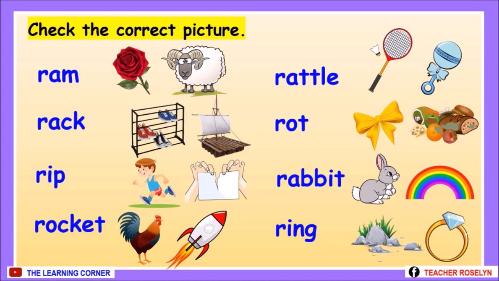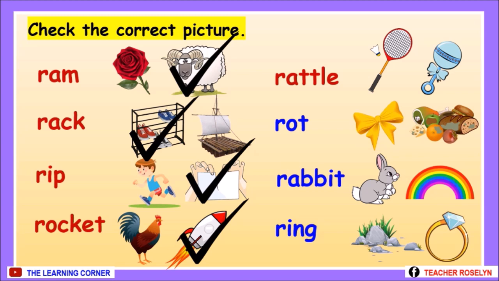Check the correct picture. Let us read. Ram. Which is the ram? Rack. Where is the rack? Rip. Which one means rip? Rocket. Where is the rocket? Rattle. Which one is the rattle? Rot. Which picture means rot? Rabbit. Where is the rabbit? Ring. Which one is the ring?